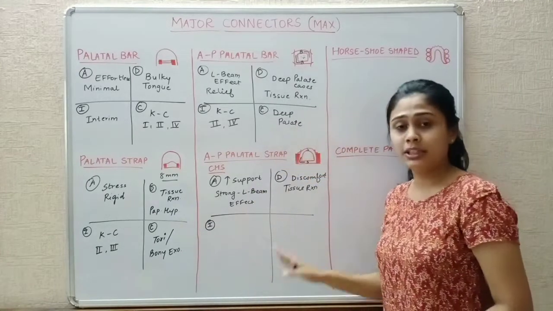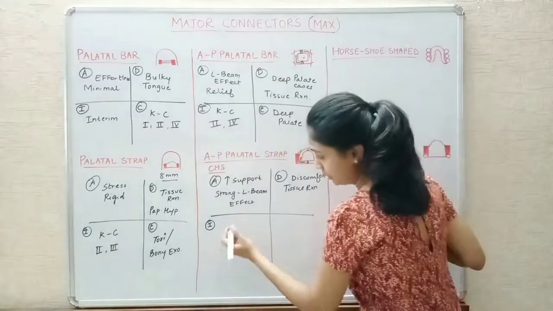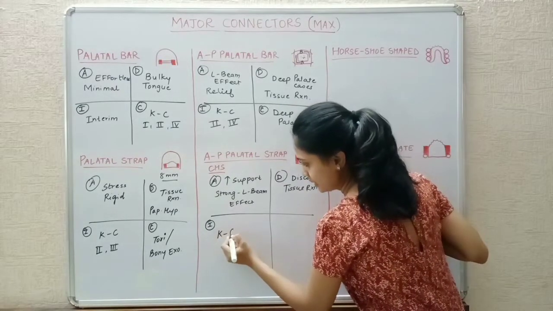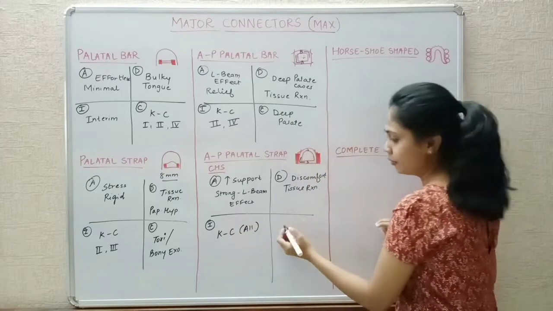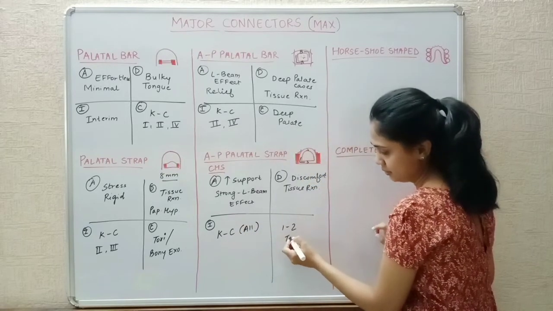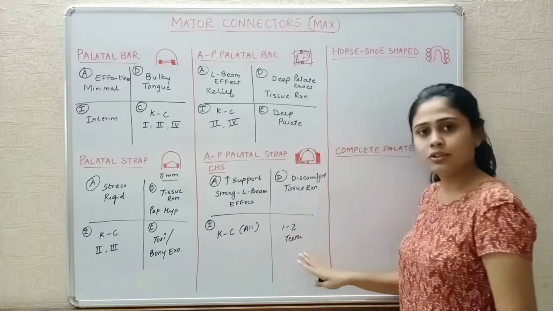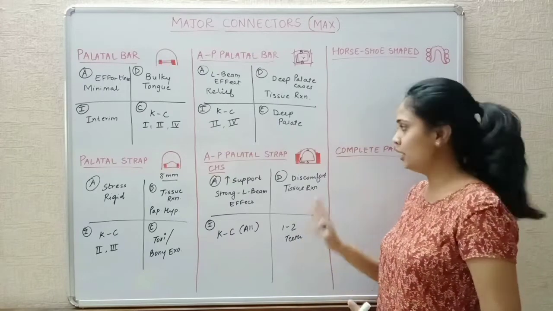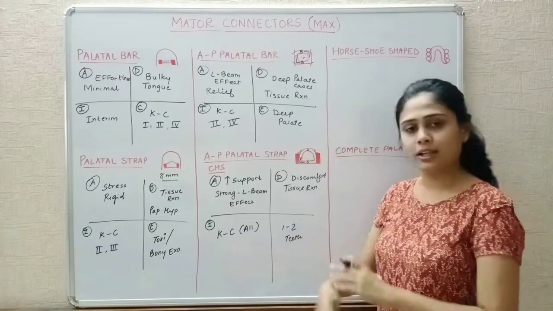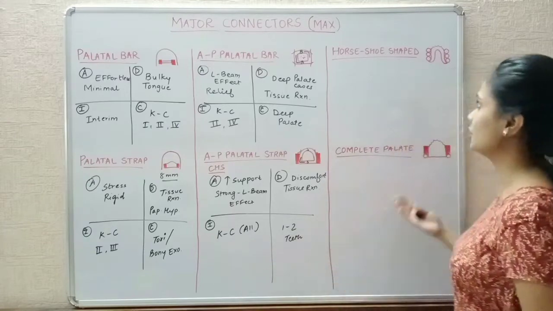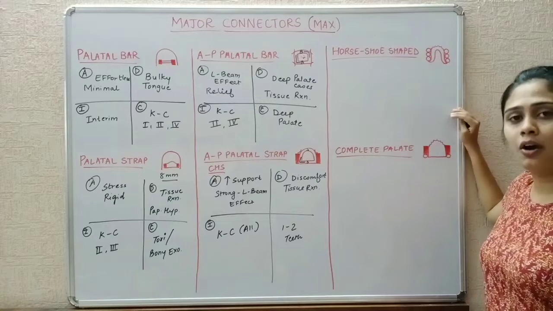So anterior posterior palatal strap is given in possibly all Kennedy's classification. Okay, and it is not given for 1 or 2 missing teeth. If there are just 1 or 2 missing teeth, we do not provide such a complex design, and it is indicated in possibly all the Kennedy's classification. Moving on further to the horseshoe shape.